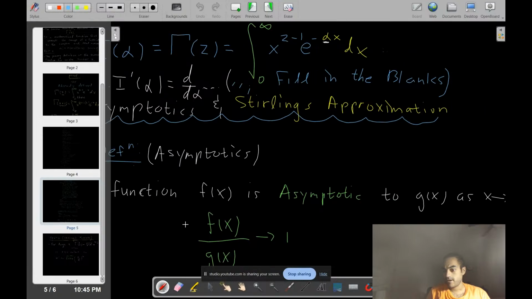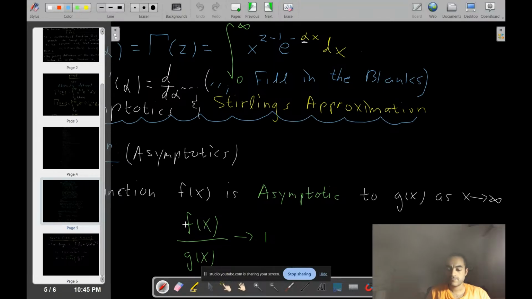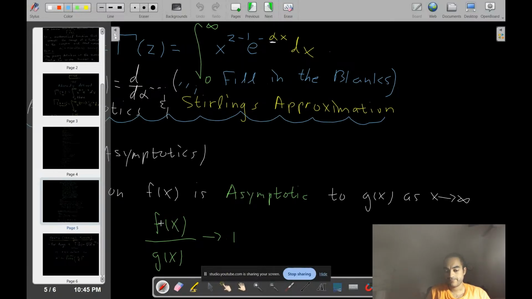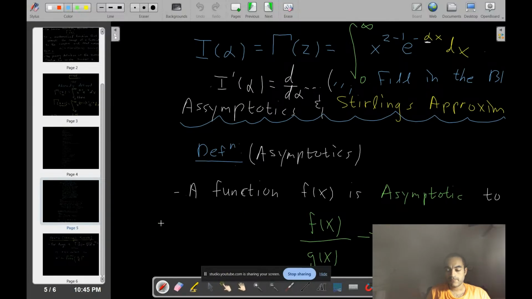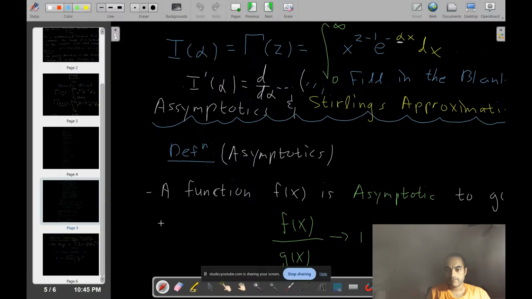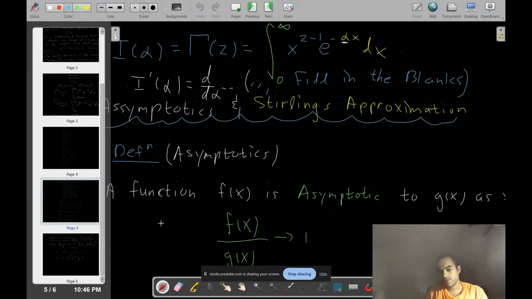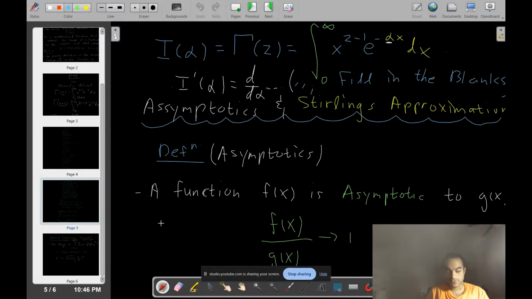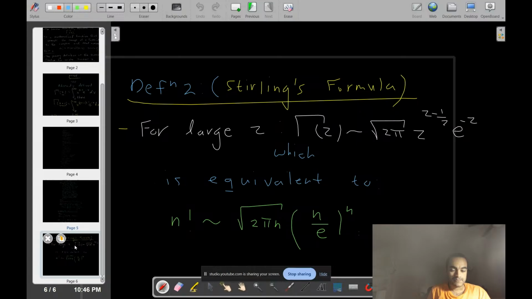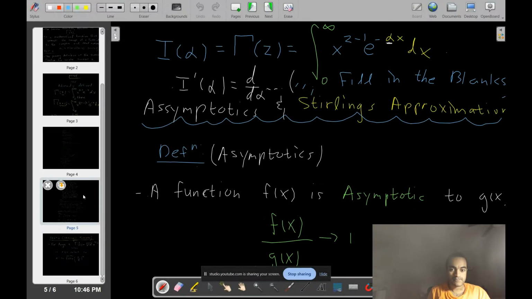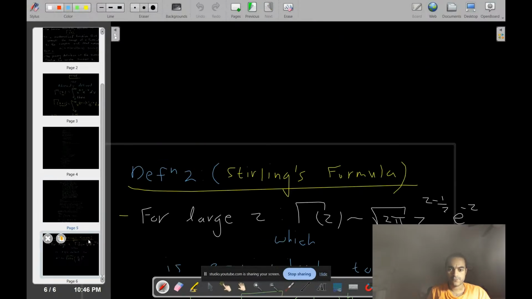A function f of x is asymptotic to g of x as x approaches infinity as long as the limit as x approaches infinity of f of x over g of x approaches 1. Okay, so that's the first thing.